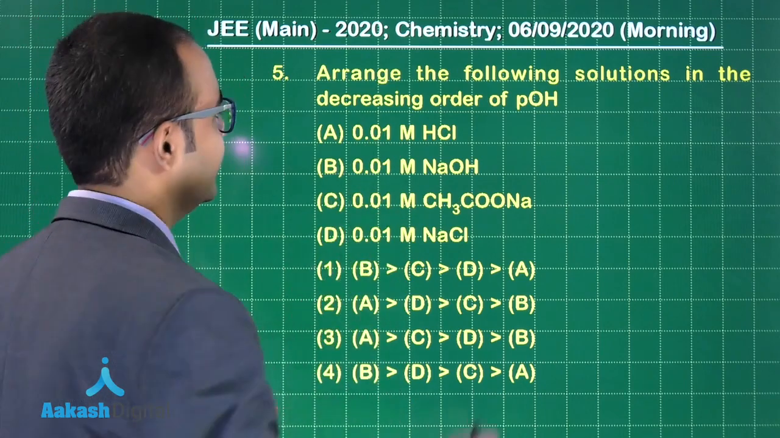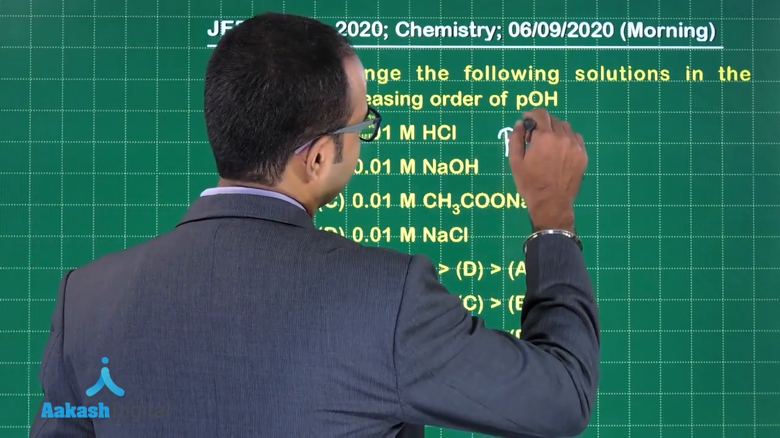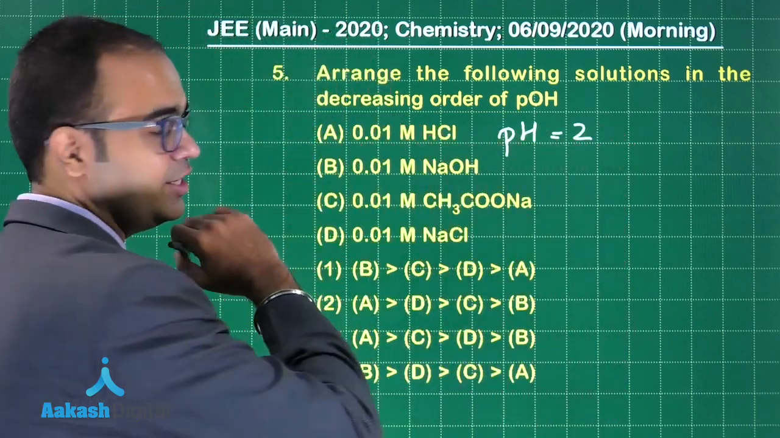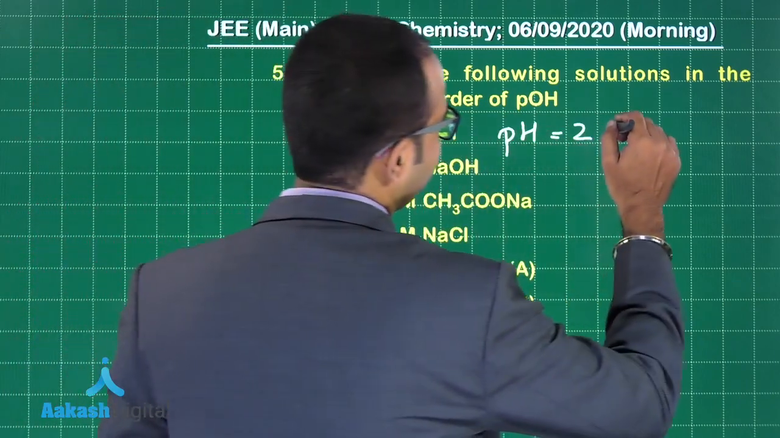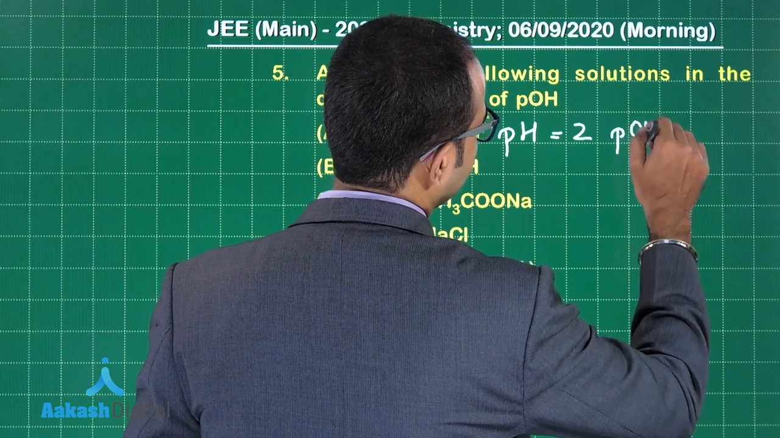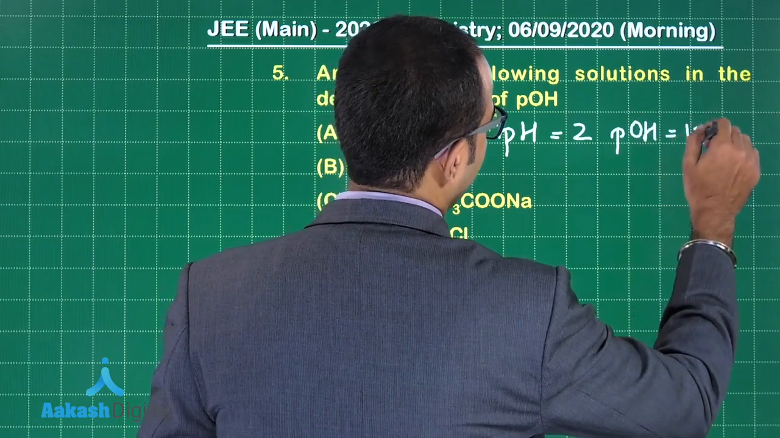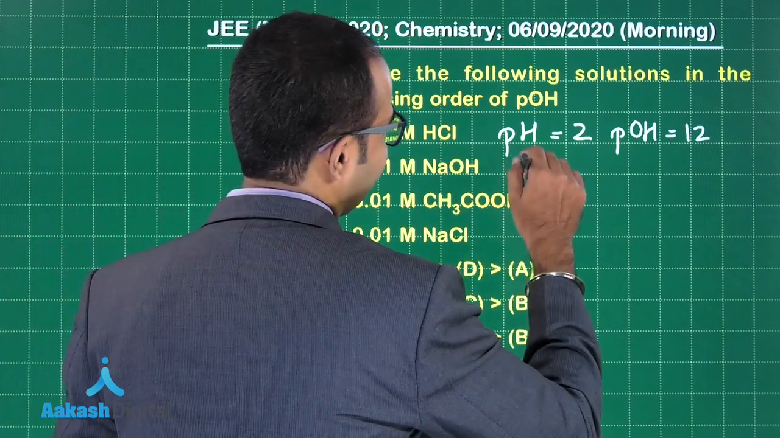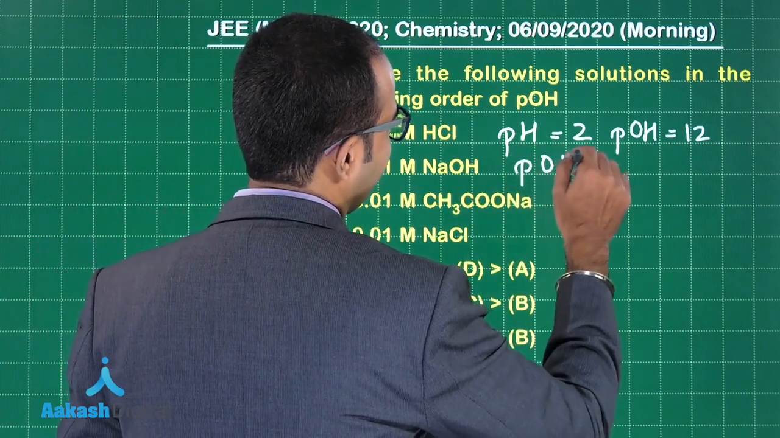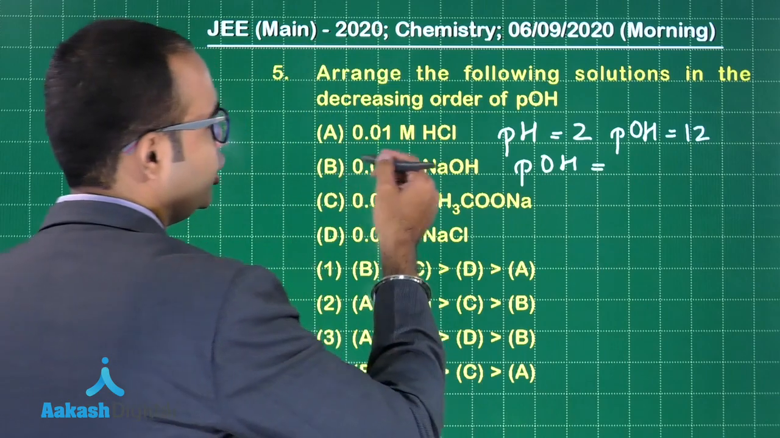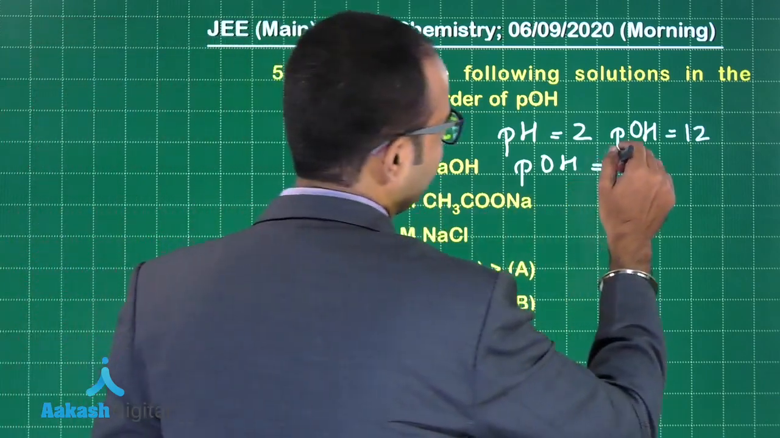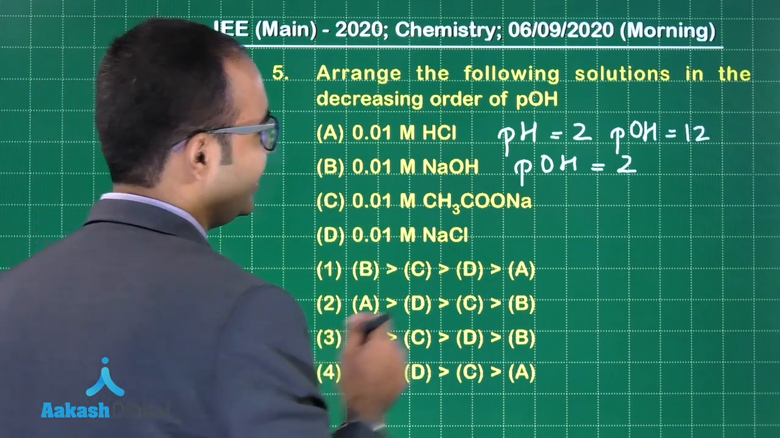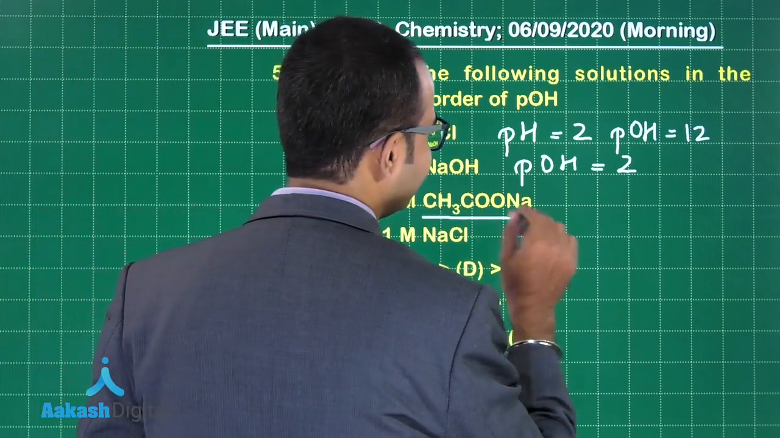So what would be the pH of 0.01 molar HCl? Let's see. The pH is 2 because the concentration is 10 to the power minus 2. So pH is 2, so pOH will be how much? pOH will be 12. Second solution is a basic solution, so this is 10 to the power minus 2 molar, so pOH will be 2.